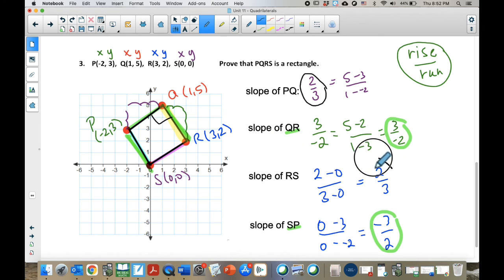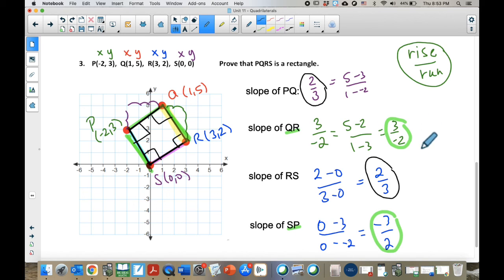We have another 2/3 over here, so 2/3 is perpendicular to this one. It's also perpendicular to this one. Okay, so that was RS with QR. Here's RS, here is QR, and that was RS with SP. Here's RS, here's SP. How about this one over here? Well, that was SP and PQ. Here's SP, here is PQ. Yep, those are perpendicular. And notice these also are parallel to each other. So we've got a lot going on. We've got all the things that we need for a rectangle.